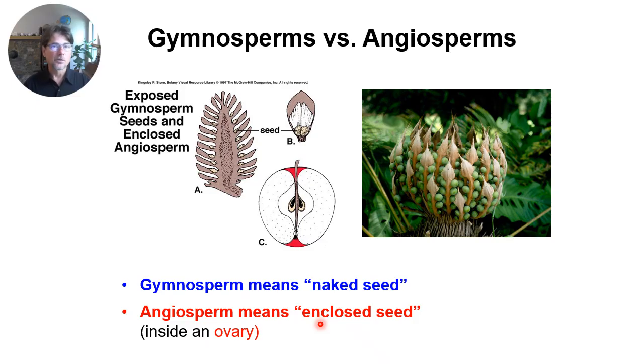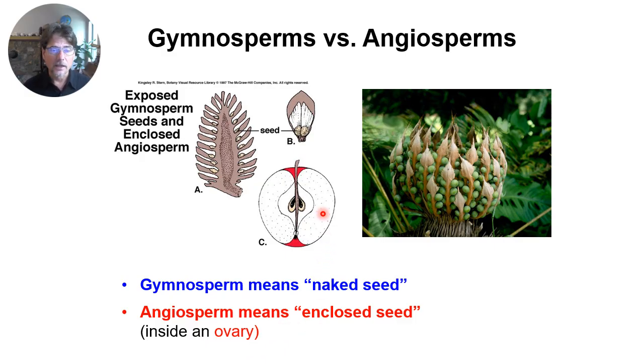In contrast, angiosperm, this term is translated as enclosed seed or seeds in vessels. And what those vessels are, they're little chambers, you can think of them, for the seeds that are derived from a part of the flower known as the ovary. So when we study flowers, you'll see the ovary is where the seeds are housed, and later the ovary will develop into a fruit once the seeds are mature.